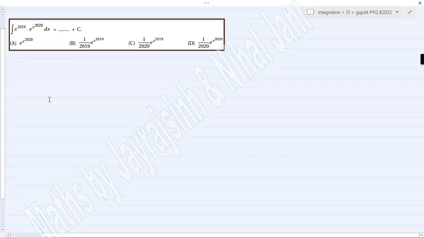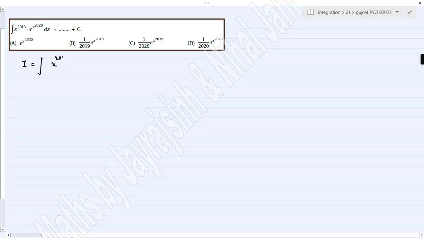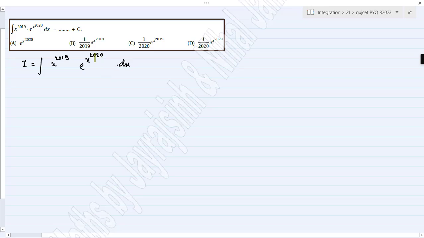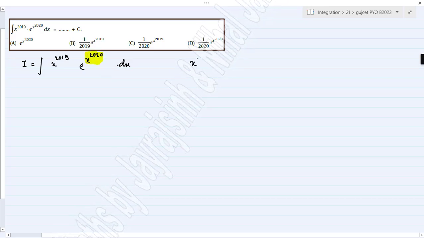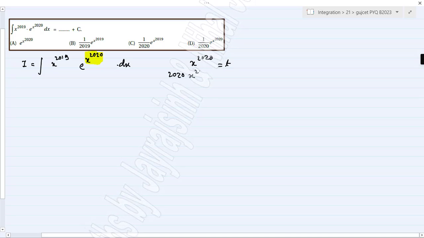An easy question that looks difficult. What shall we do? Take x raised to 2020 as t. Yes, e raised to x raised to 2020. Here we have x raised to 2019, e raised to x raised to 2020. Basically this is your inner function, so we have to assume x raised to 2020 is equal to t. Differentiate both sides, we will get 2020 x raised to 2019 dot dx is equal to dt.